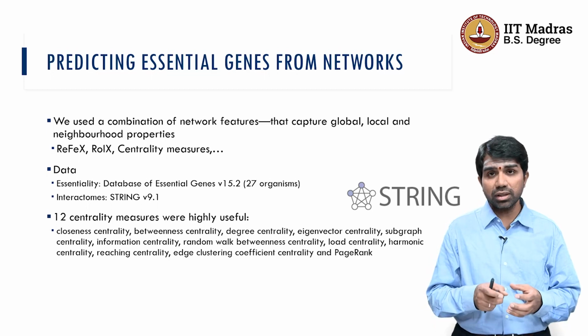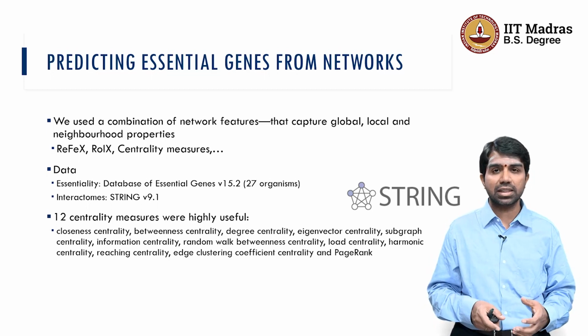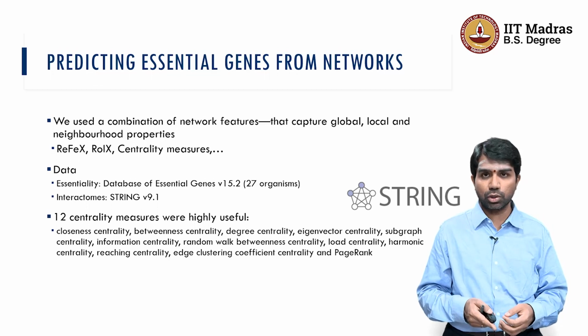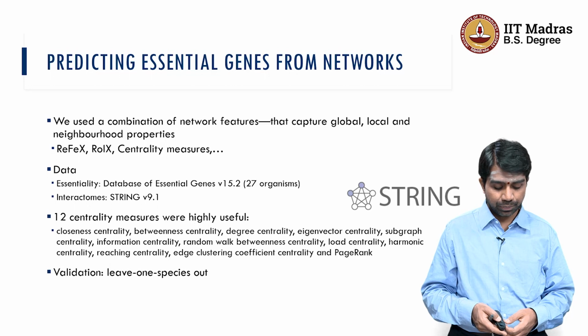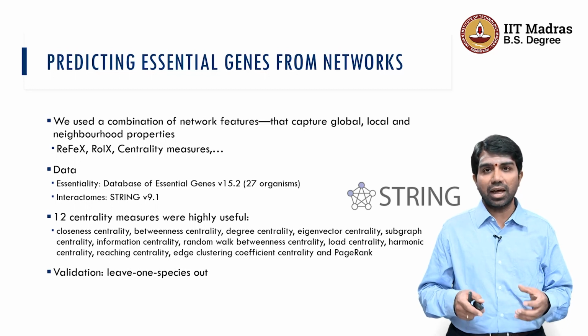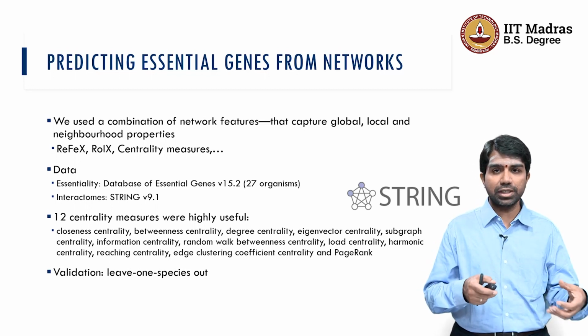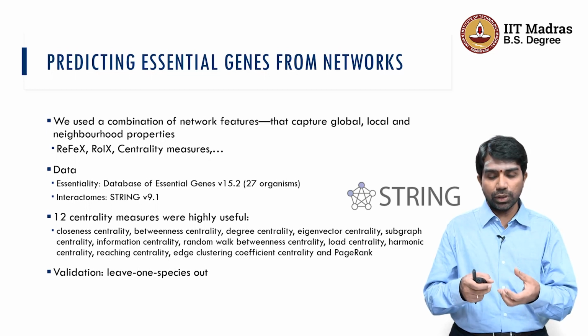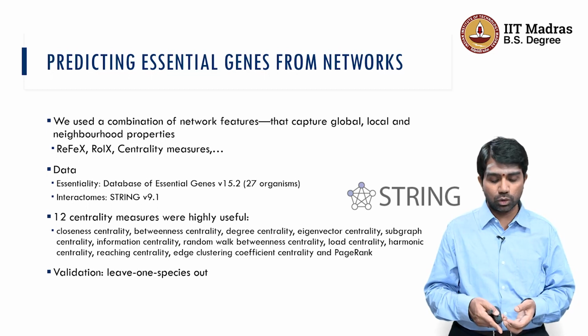So we used these metrics and a few other metrics as well in addition, and we made different feature sets. I'll show you in a future slide. And we also performed a validation by leaving one species out, a sort of cross validation, to ensure that we are not overfitting the model too much and so on.